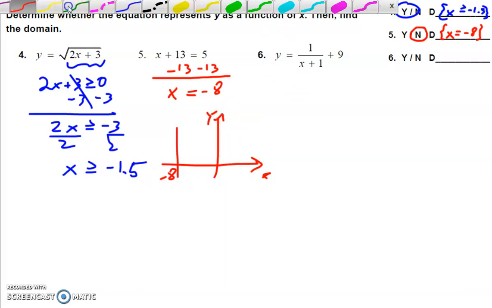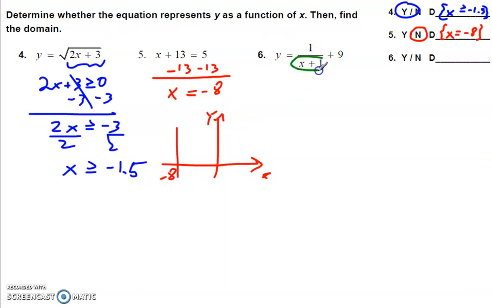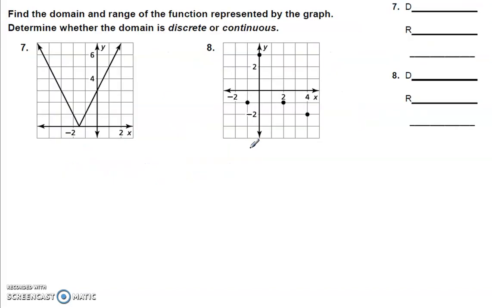Okay, next. In a denominator, we cannot have 0. You cannot divide by 0, so x plus 1 cannot be 0. So we want to find out what x cannot be. X cannot be negative 1. So the domain is all values so that x is not negative 1. Right, so either greater than or less than negative 1 are all real numbers other than negative 1.